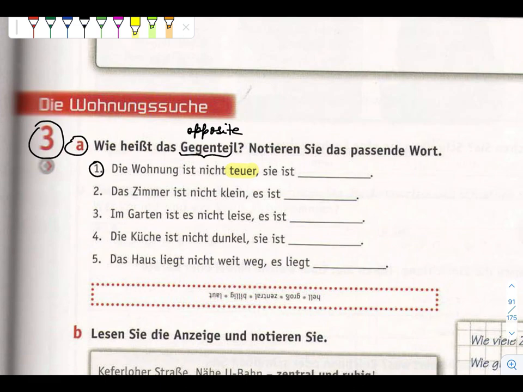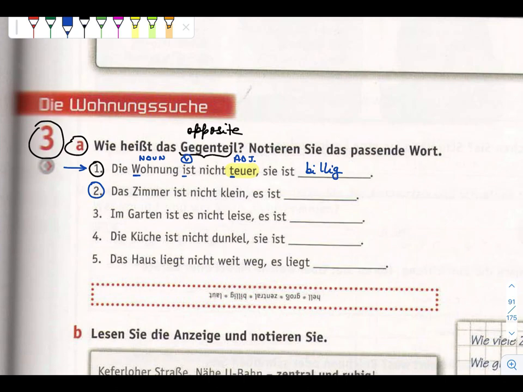Again, I told you that an adjective is written in small, then this is a noun in capital, subject, verb in small. Knowing the sentence structure is very important. If you know the sentence structure, it helps you when you're doing the Lesen part. Die Wohnung ist nicht teuer. The apartment is not costly. Sie ist. It is. If it is not costly, it is not teuer. Sie ist billig.